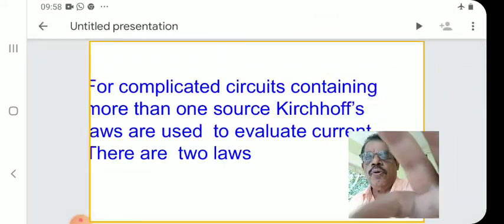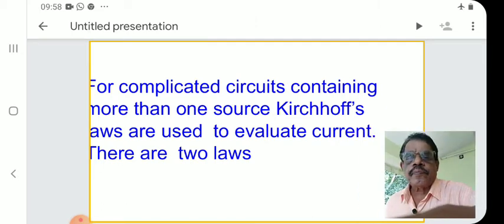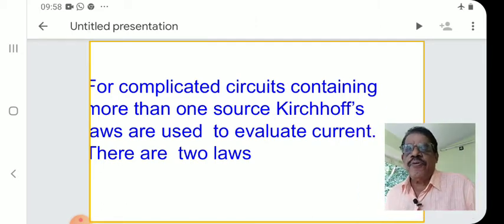So what is Kirchhoff's law? We are going to see a definition, but before that, one sentence. For complicated circuits containing more than one source of EMF, Kirchhoff's laws are used to evaluate current.